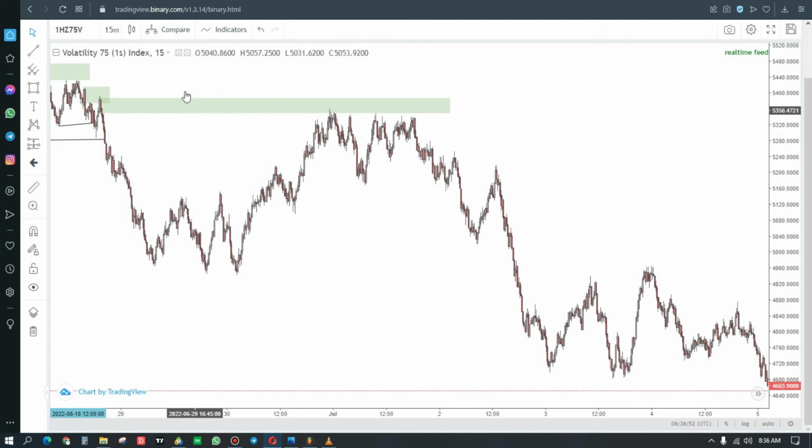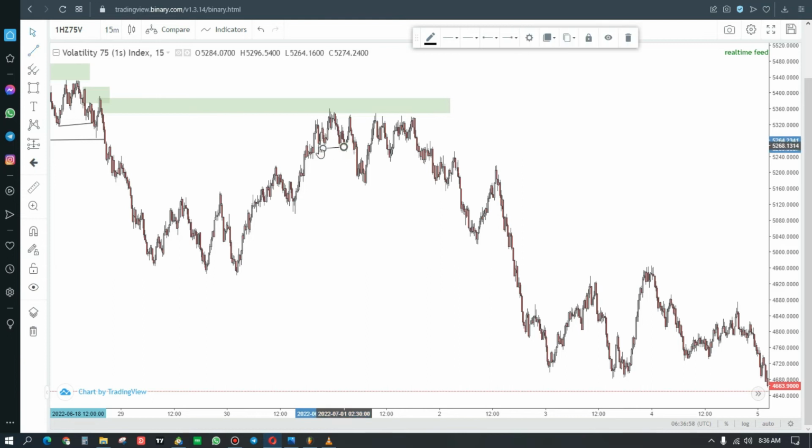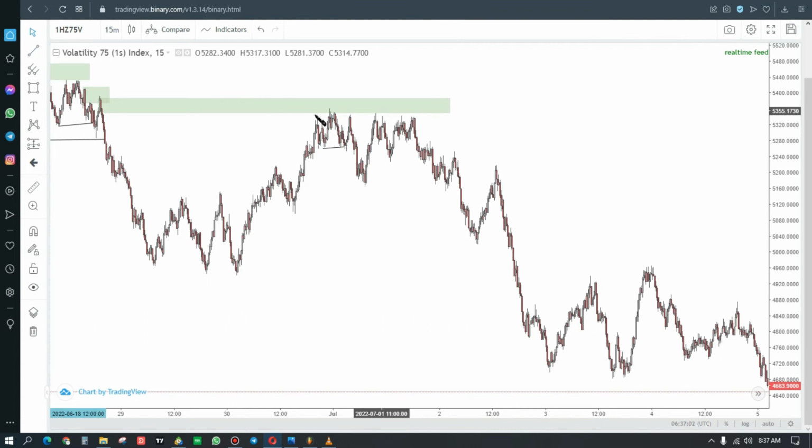Then you'll be looking for price to start taking out these lows. It changes character, then you know that the price has already turned bearish. Then you'll be looking for entries on these supply zones. So it's not all the time that these supply zones, guys, they usually work.